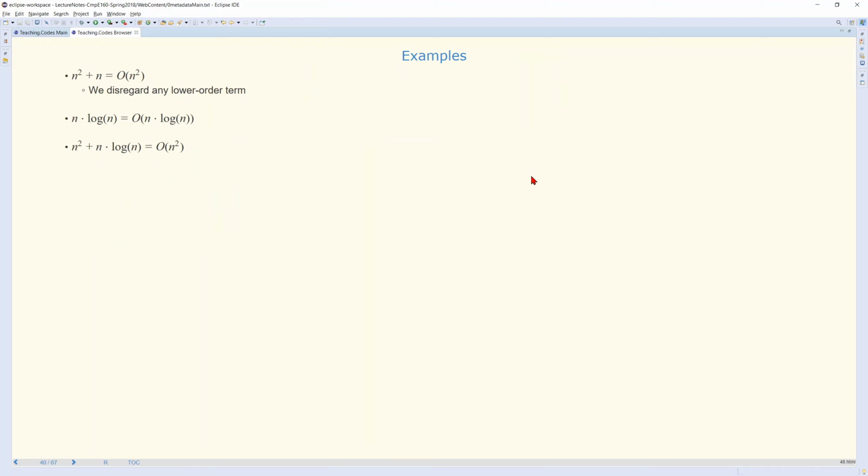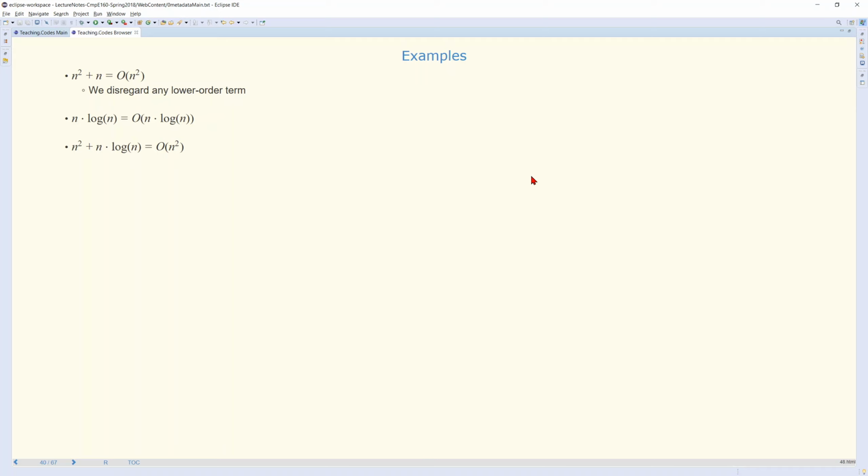Now let's look at some examples. If we have n squared plus n, that would be equal to big O of n squared, because we're looking at the term with the highest degree and disregarding any low order terms. If we have two algorithms, one with n and the other one with log n, their multiplication would have the complexity of big O of n times log n.